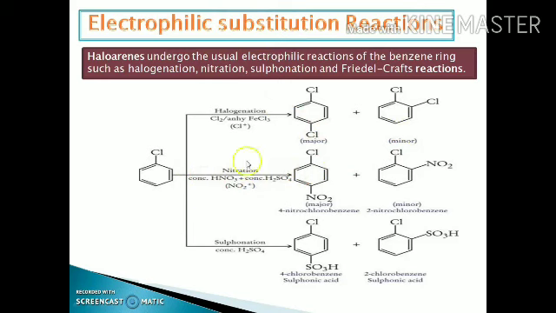Similarly, in the case of nitration, chlorobenzene on treatment with concentrated nitric acid and concentrated sulfuric acid gives 4-nitrochlorobenzene, or para-nitrochlorobenzene, as a major product and ortho-nitrochlorobenzene as a minor product. In the case of sulfonation, 4-chlorobenzene sulfonic acid, para-chlorobenzene sulfonic acid, is formed as a major product, while 2-chlorobenzene sulfonic acid is formed as a minor product.